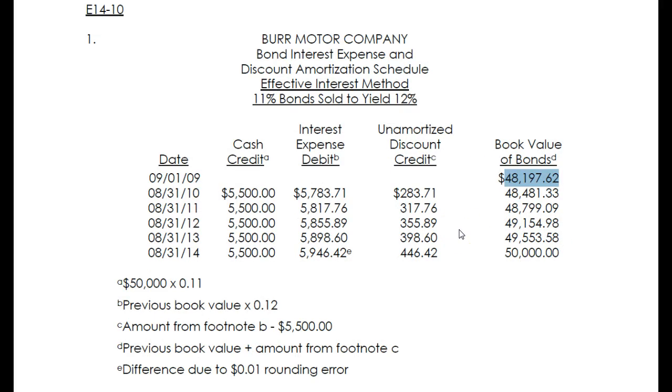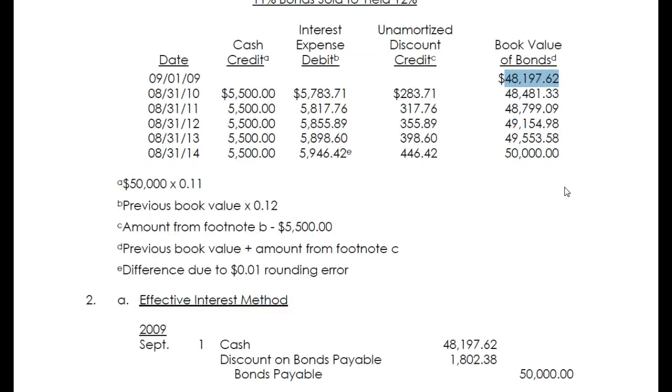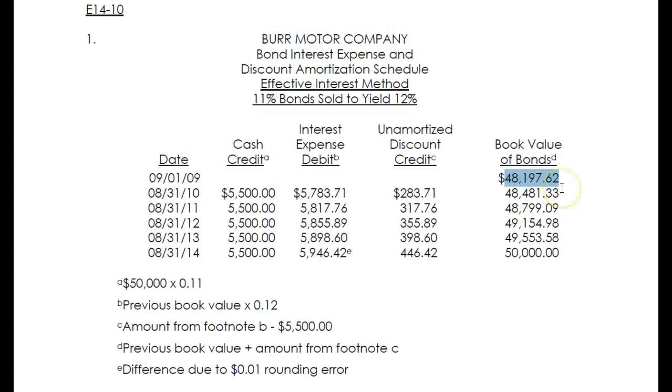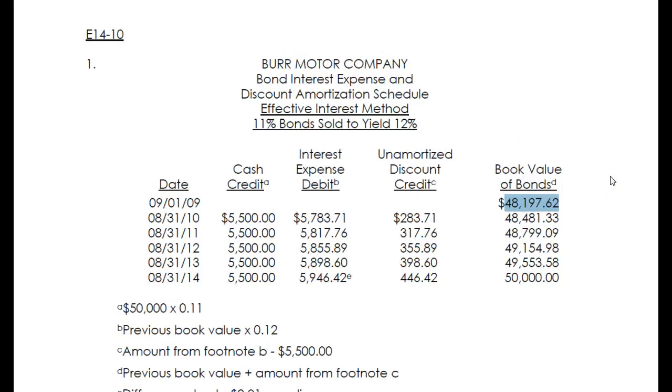Now, if we were to do a straight line amortization, we would take $50,000 and deduct the $48,197 from it, and then I forget how long the note is for. Then we would divide it by the years out, and that would give us our yearly amortization. We're going to do this a little bit differently because we're going to use the effective yield rate, which is this 12% right here.